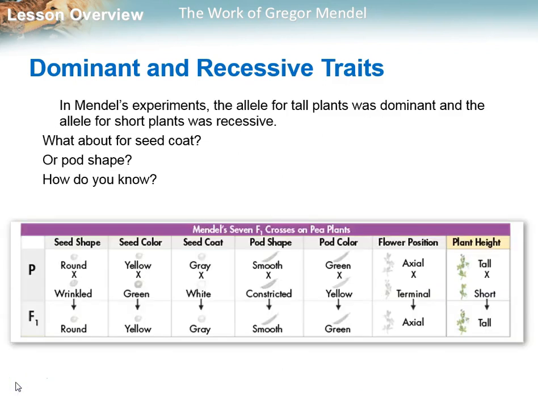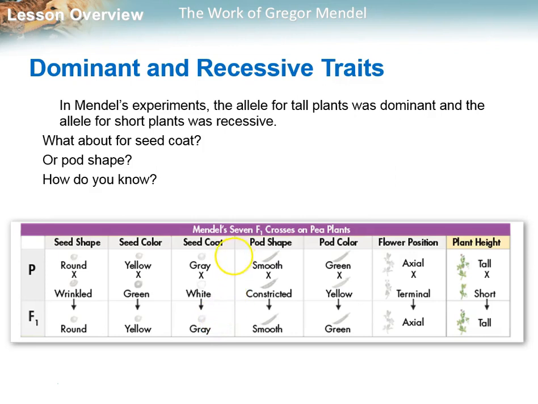So in Mendel's experiments, the allele for tall plants was dominant and the allele for short plants was recessive. How did we know? Well, if you look here at plant height, you can see if a tall plant crossed with a short plant, all of the offspring were tall. That means tall was dominant. So, tell me, what about seed coat? Well, let's look. We've got a gray crossed with white. All of the offspring are gray. That's right. That means that gray is dominant.